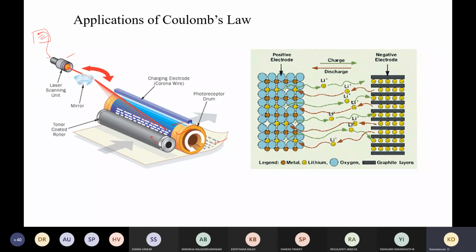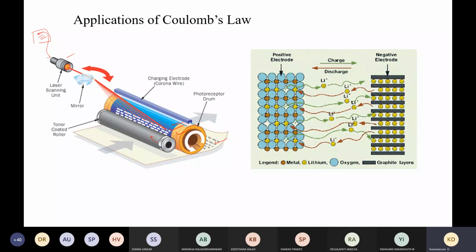But in the case of the regular printer, a new electrolyte is pasted each time, and it will be drained. Once again, this drum will be used for different documents, and it will be completely refreshed.